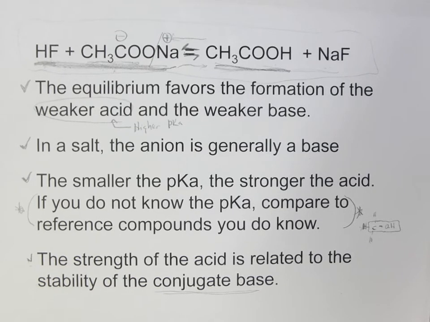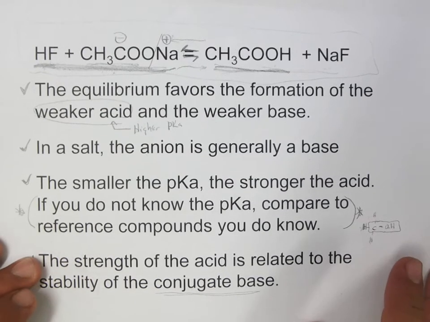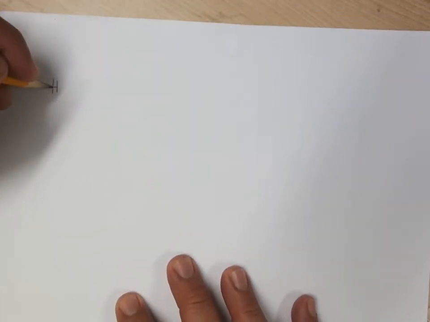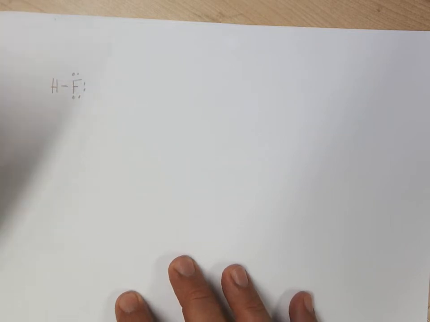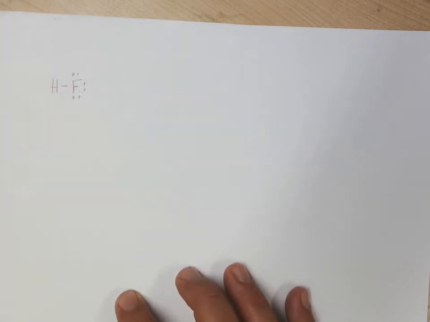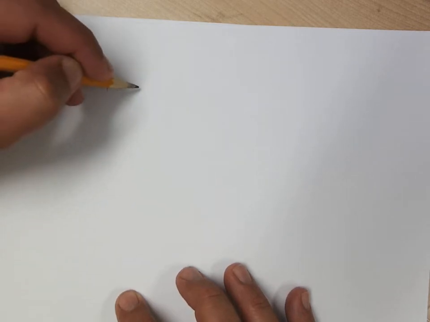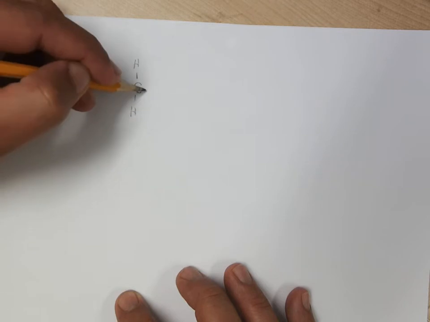Alright, so there's a couple of pieces I'd like to add to this beyond these statements, and I'd like to sort of put it in action. So if we have HF, I'm going to go full Lewis structure on this one so that I can study the mechanism of how this reaction would go. And then we throw it in with acetate.